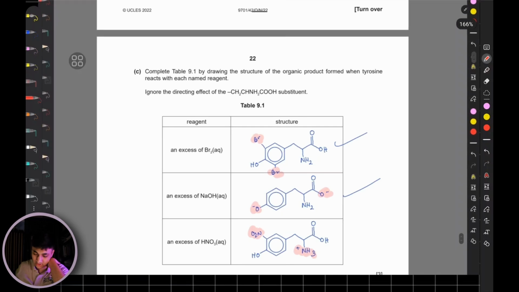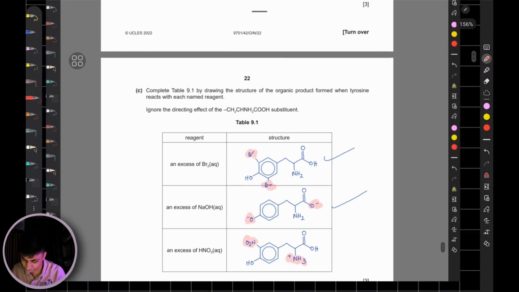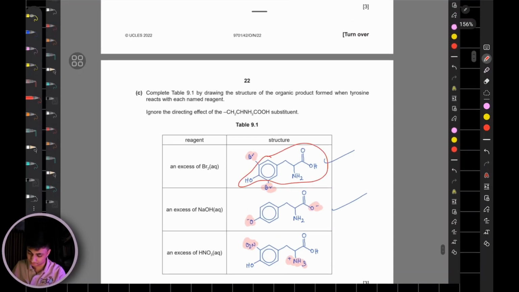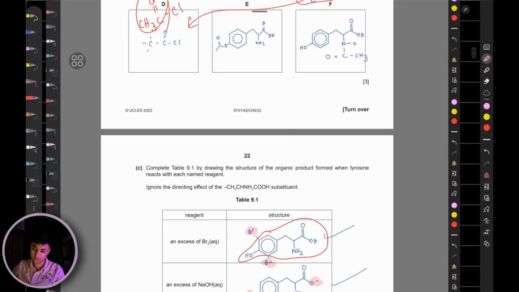Part C, notice, complete table 9.1 by drawing the structure of the organic product formed when tyrosine reacts with each named reagent. Ignore the directing effect of the substituent. So when you add excess Br2 to, what are we talking about, by the way? Tyrosine, yeah. So this is your tyrosine.